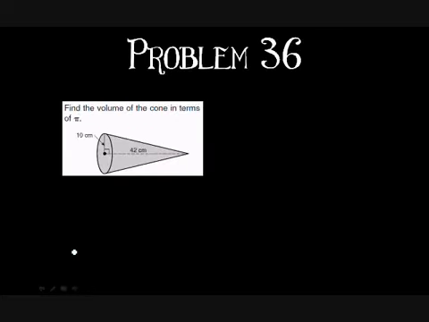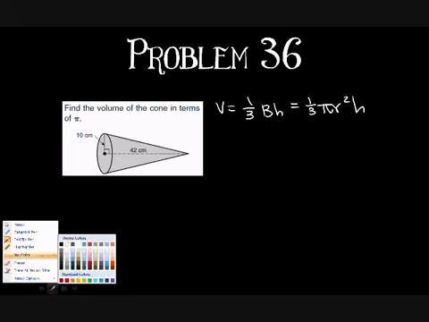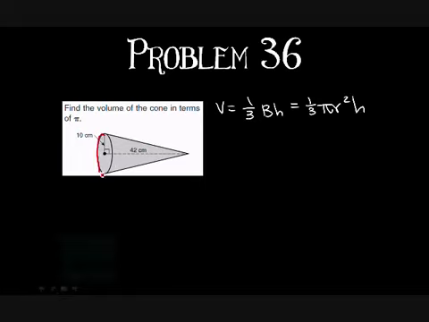Okay, problem 36 says to find the volume of the cone in terms of pi. So again, our formula is this. I think in your formula chart it might be marked as this. I don't remember. It's the same thing. So basically the capital B is the area of the base, and in this case our base is a circle, and so the area of a circle is pi R squared.